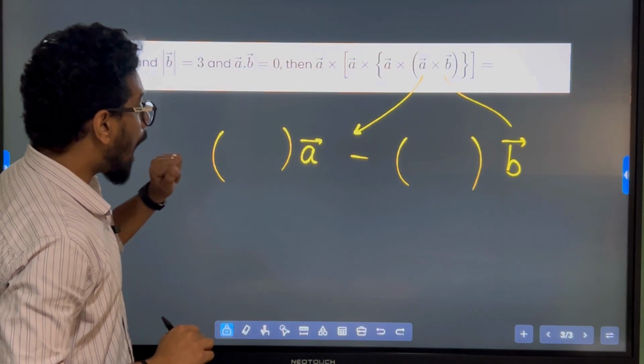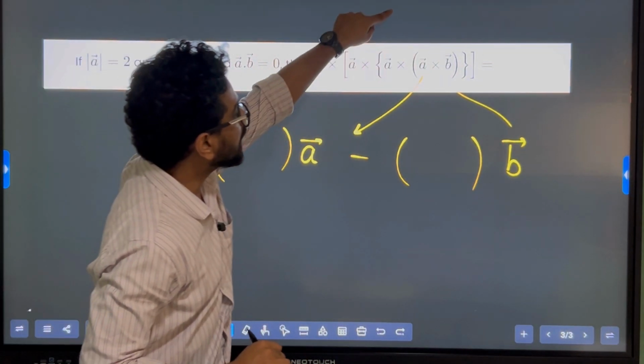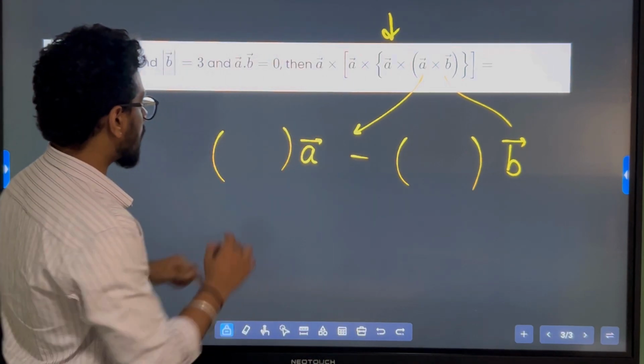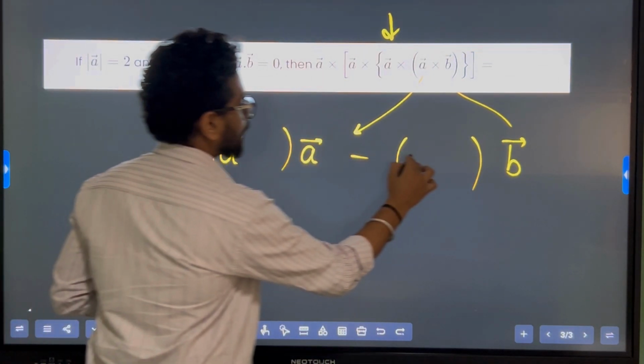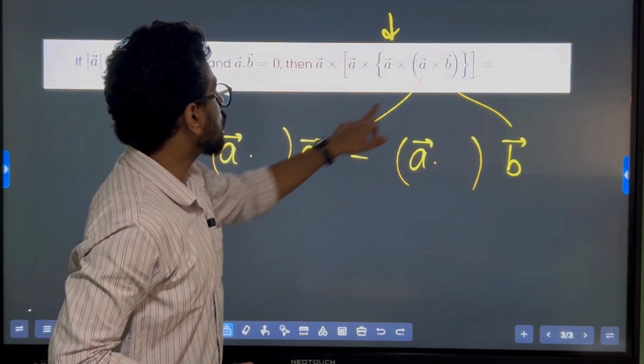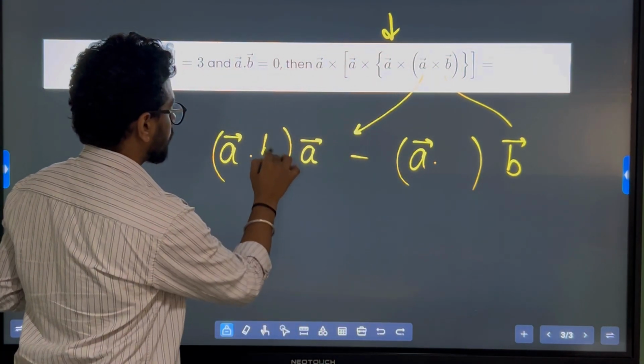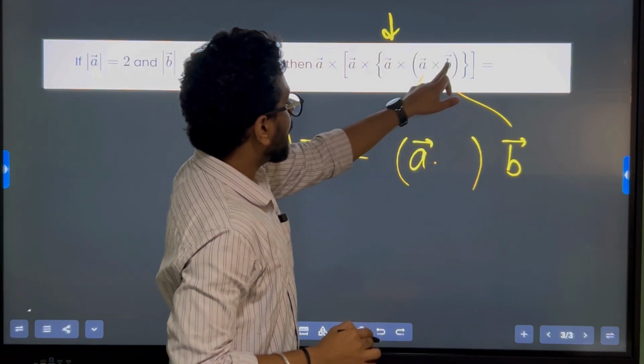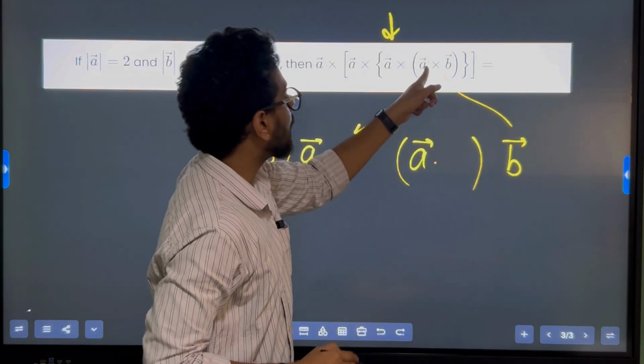Now, after this, what we are multiplying outside is the A vector. So I will write down A dot with, now A comes over here, so remaining is B. Here B comes over here, so remaining inside is A.